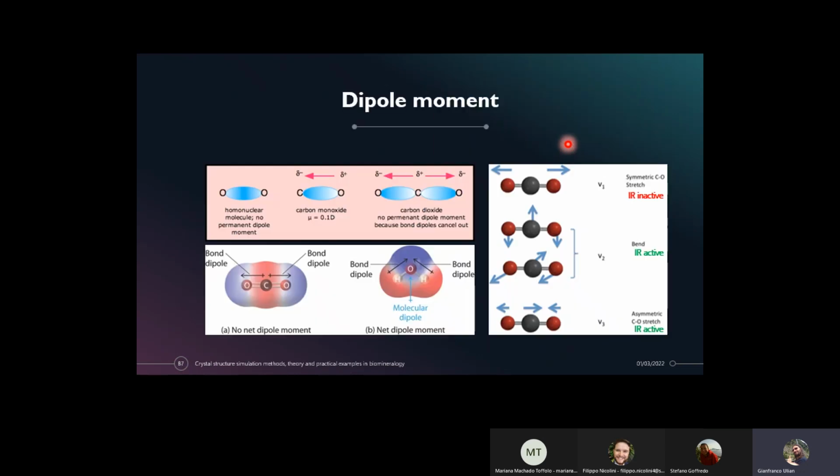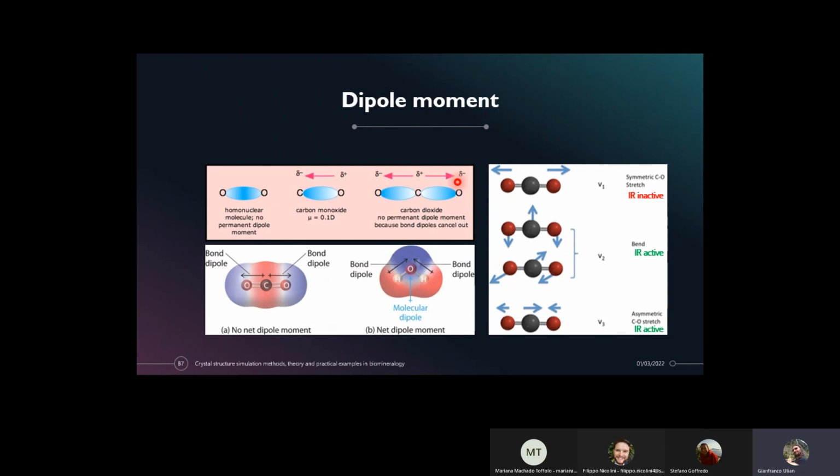atoms. So in a homonuclear molecule, such as oxygen, you do not see the signal because there is no permanent dipole moment, so you don't see anything. Carbon dioxide, you have a permanent dipole moment. It is linear, so you have again 2 atoms, 1 vibrational mode.